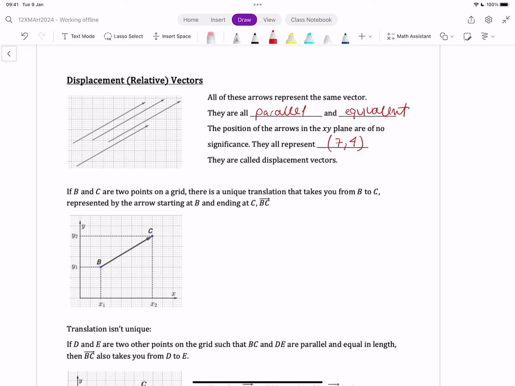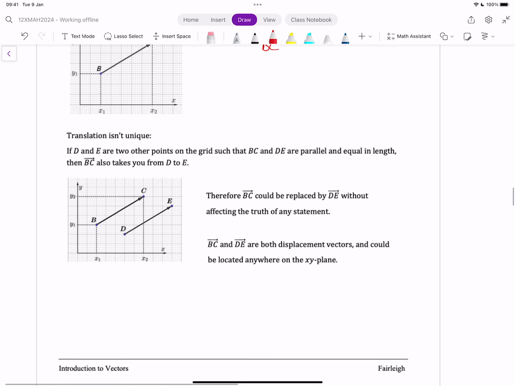Now, if B and C are 2 points on a grid, there is a unique translation that takes you from B to C, and that's represented by the arrow starting at B and ending at C. We say that's vector BC with an arrow on the top. We draw it like this, BC with an arrow on the top. The arrow is important. It's telling us we start at B and go to C. Now, what that means is if I have a vector and I move it anywhere on the Cartesian plane, it is still the same vector. So here we've got vectors BC and DE. They are both the same vector, even though they're at different positions on our Cartesian plane.